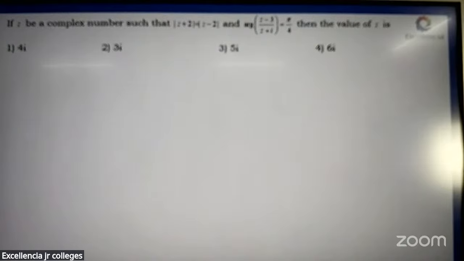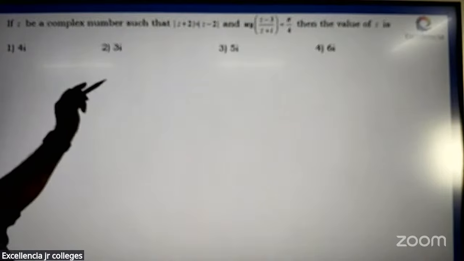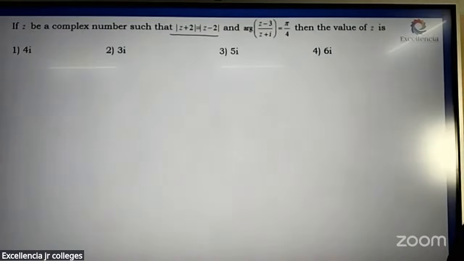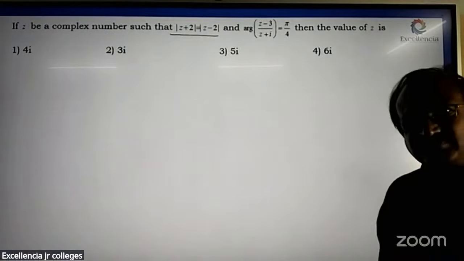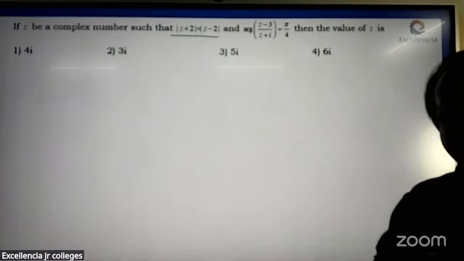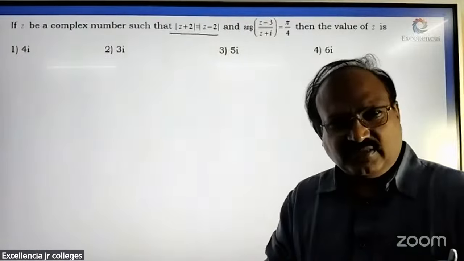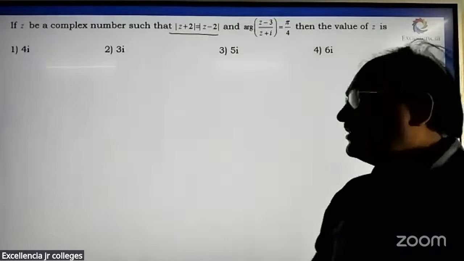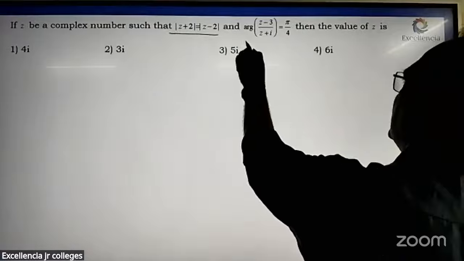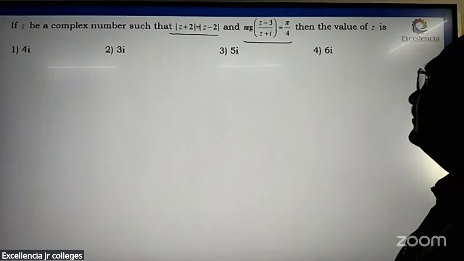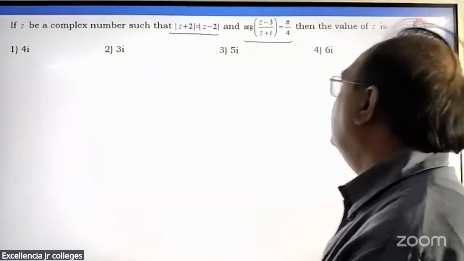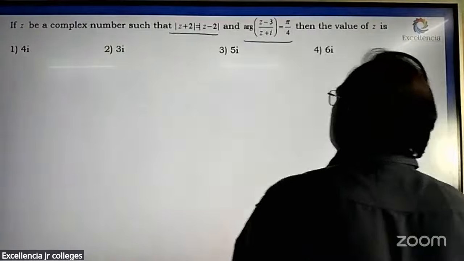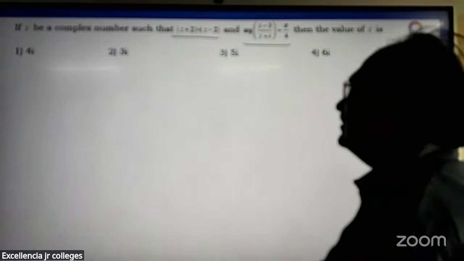Z is a complex number such that modulus of Z plus 2 is equal to modulus of Z minus 2. That means it is nothing but a line, the perpendicular bisector of the line segment joining minus 2 comma 0 to 2 comma 0. Next, argument of (Z minus 3) by (Z plus i) is equal to 5 pi by 4. Let me do this question in an easy way. This is also somewhat easy only.